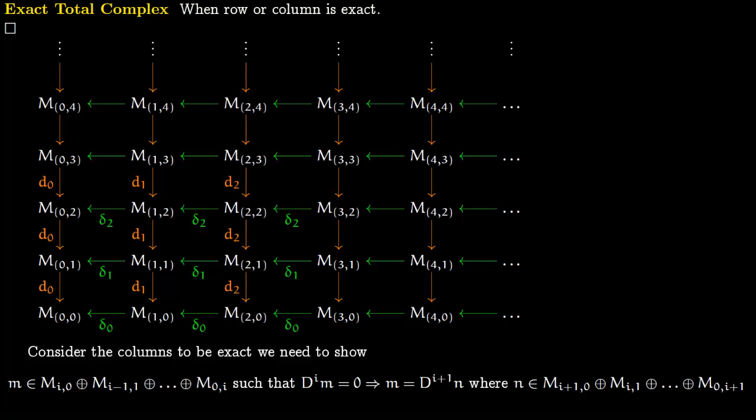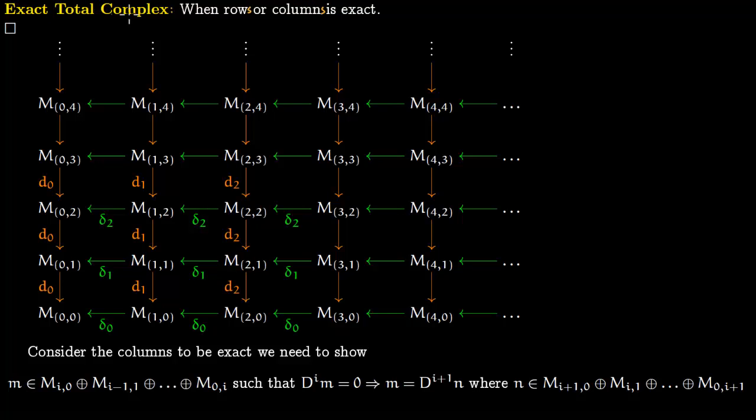We want to answer the question: when is the total complex exact? Here the word exact has the same meaning as it has in a complex, that is, the kernel is equal to the image. So the answer is when either the rows or the columns of the total complex are exact. If the rows are exact or if the columns are exact, then the total complex is exact.